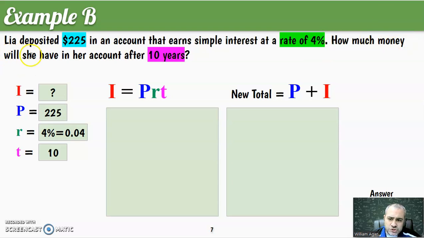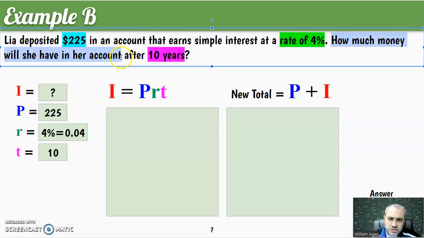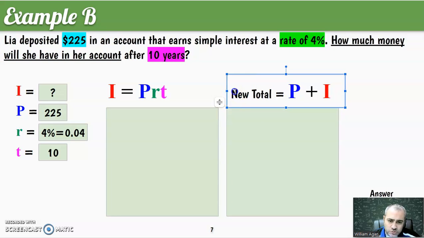How much money will she have in her account? Okay. How much money will she have in her account? That is what we are answering. They need to know the interest, but that's not what they asked. They didn't say how much is the interest. They want to know the total amount in the account. So that means that we're going to have to do this part over here. Now, this part we still have to do. We have to do this first, but this part right here is going to be the second part.